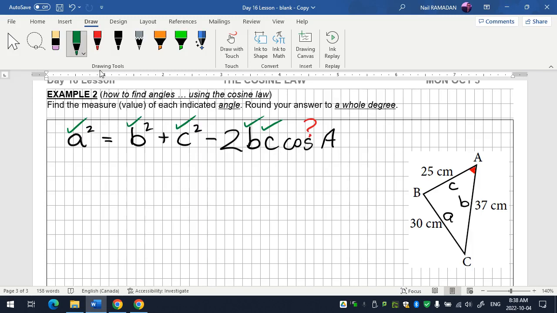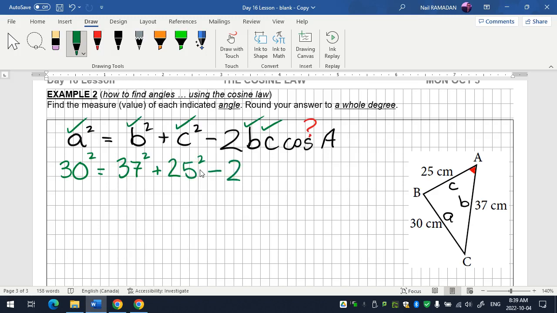What's the value of A? 30, but it has to be 30 what? To the power of 2, thank you, so squared. So 30 squared equals, what's B? 37. Don't forget the square. Plus 25 squared minus 2.